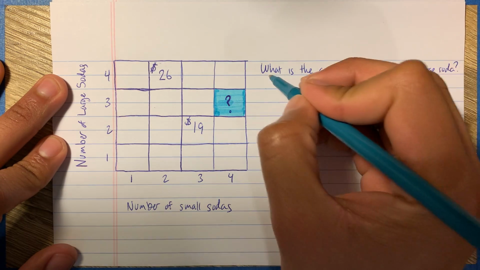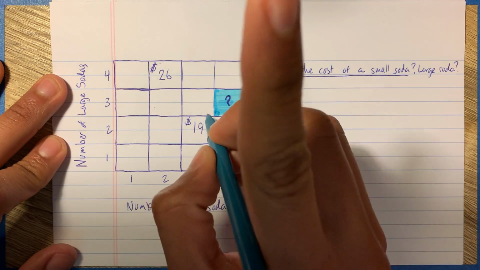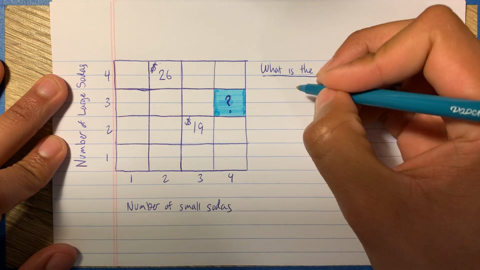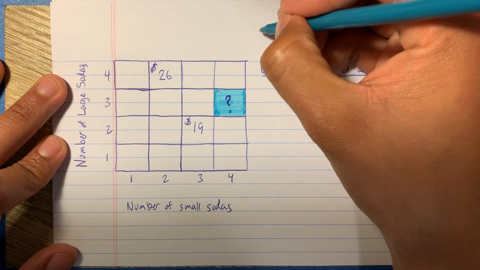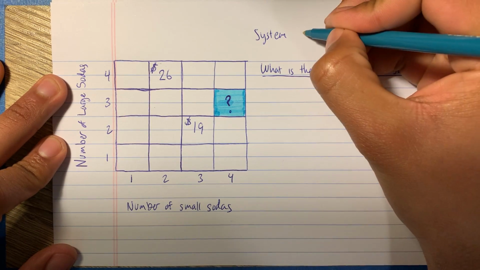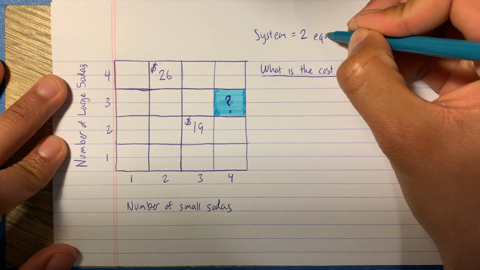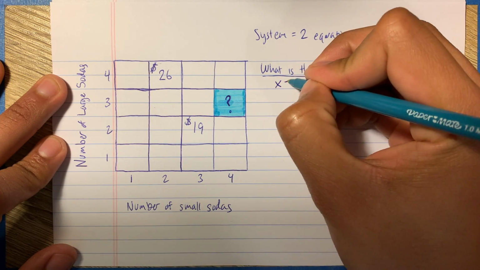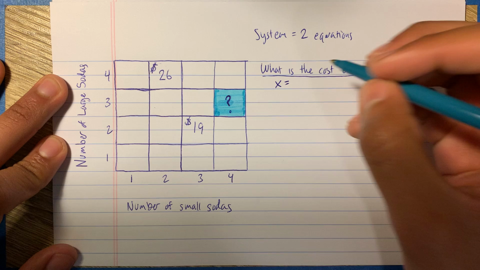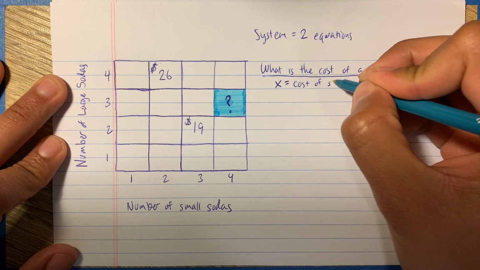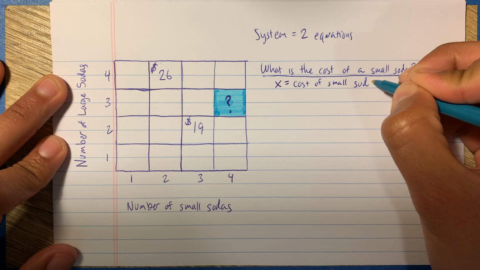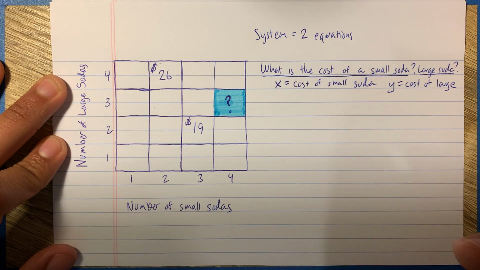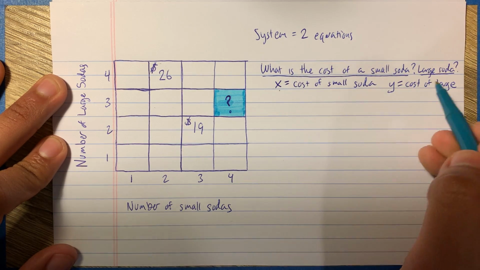The first question I want to be able to answer is, what is the cost of just one singular small soda, and what is the cost of one large soda? To do that, I'm going to have to use a system of equations, which, if you remember, is when you have 2 equations that help you solve a problem. I'm going to start by defining variables. I'm going to let x be the cost of a small soda, and y will be the cost of a large soda.